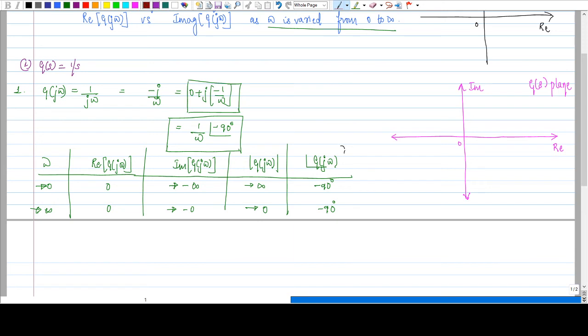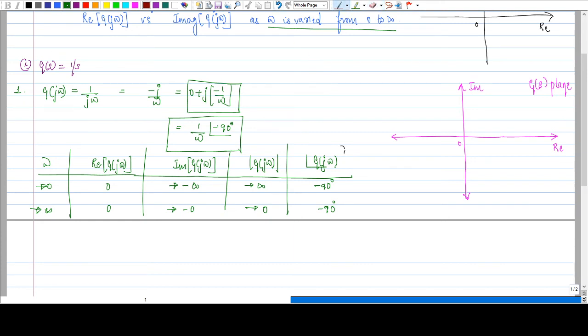Now you can see that when we vary omega from 0 to infinity, the imaginary part will always be negative. We can say it is minus 1 by omega. Omega cannot be a negative value. The frequency cannot be a negative value. So omega will always be a positive value. If I vary omega from 1 to around 1000, my imaginary part will always remain negative.